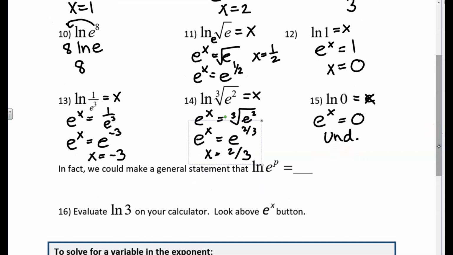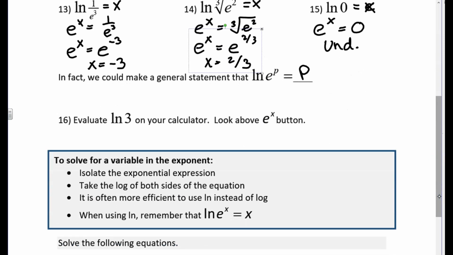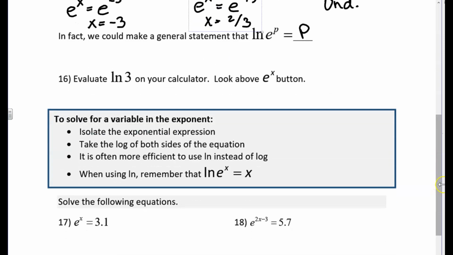So we can actually make a generalized statement that the natural log of e to the p is just equal to p, because it's just equal to the exponent. Now let's hop into the calculator and take a look at something. Evaluate the natural log of 3 on your calculator.